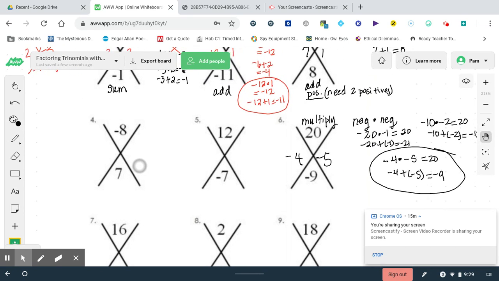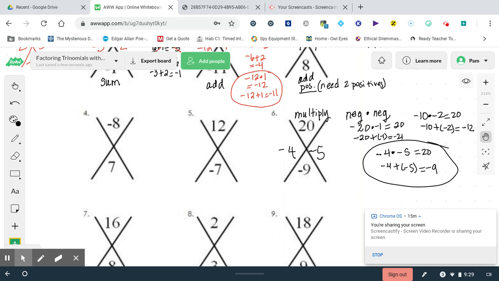All right, let's go to number 4. On number 4, you have a product of negative 8 and a sum of 7, okay? So this is negative. If the product is negative, the signs have to be different, a negative and a positive. Now you have to decide, is the larger number going to be negative or positive? So look down here. This number is positive, so the larger number must be positive, okay?